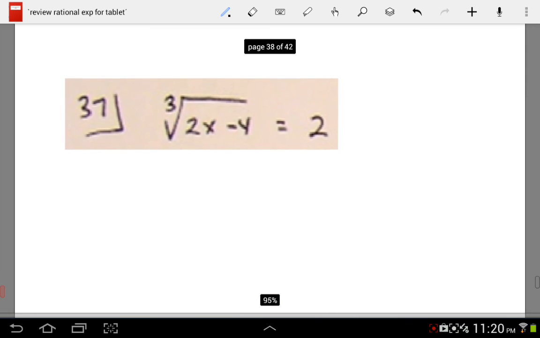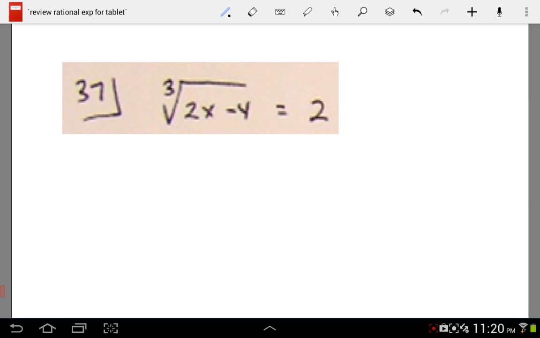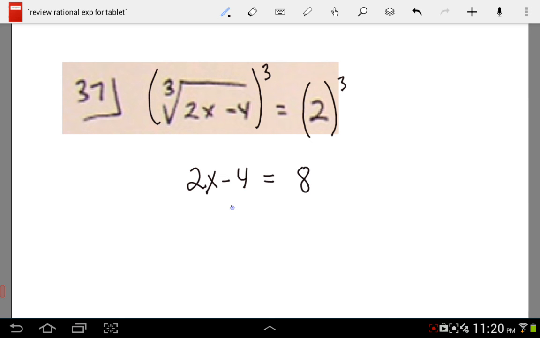Okay, on number 37. Now this is different. Haven't seen one like this. The radical's already isolated. But notice it's not a square root, it's a cube root. So instead of squaring both sides, we would cube both sides instead. So that cube will undo that cube root. So that's just 2x minus 4. And then 2 cubed is 8 there. So now let's just solve this. I'm going to add 4 on both sides. That'll give me 12. And then 12 divided by 2 is 6.